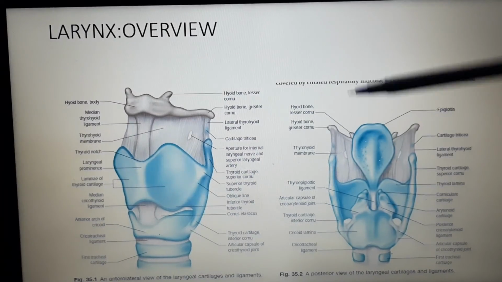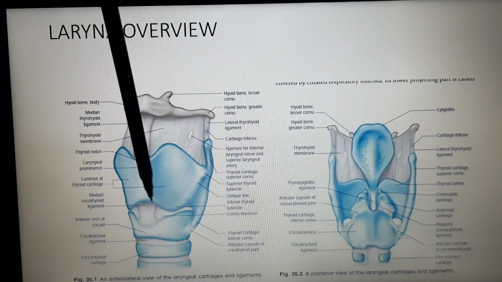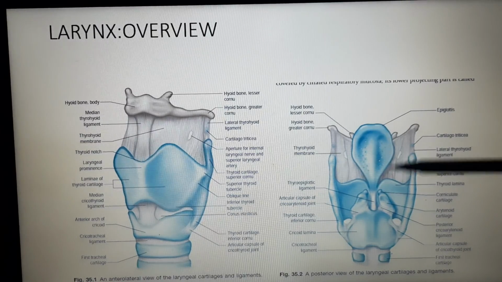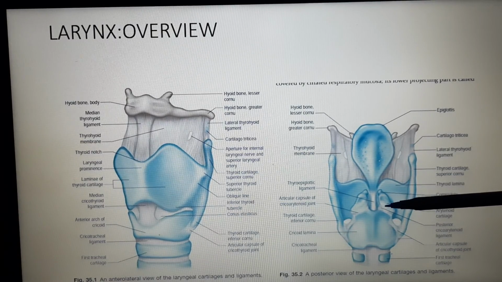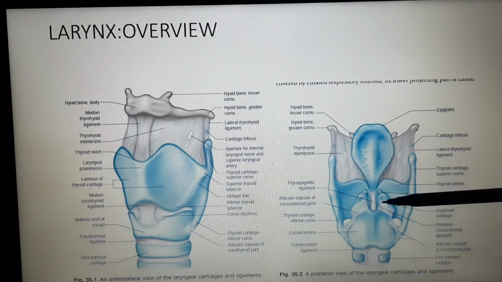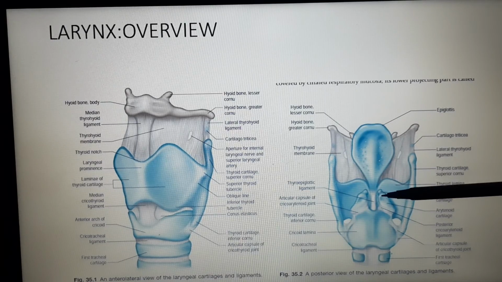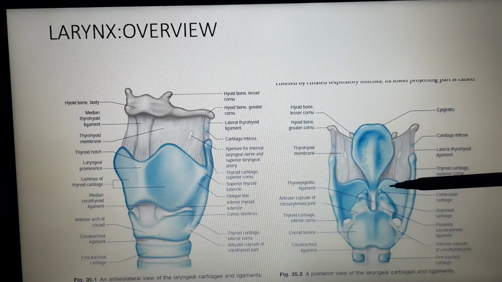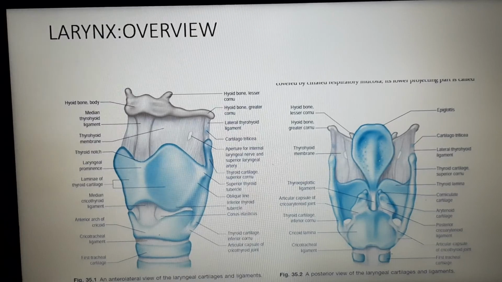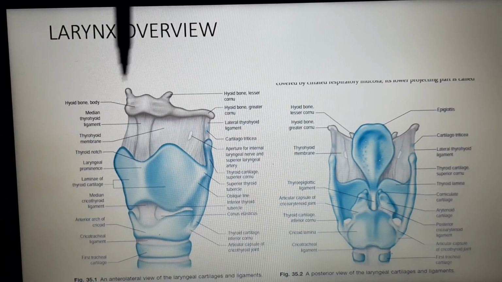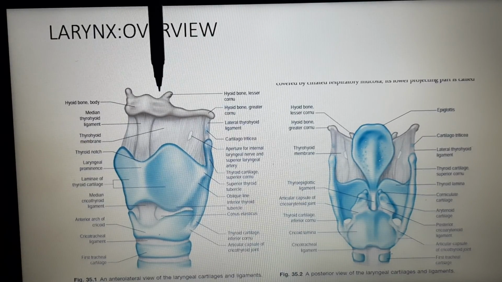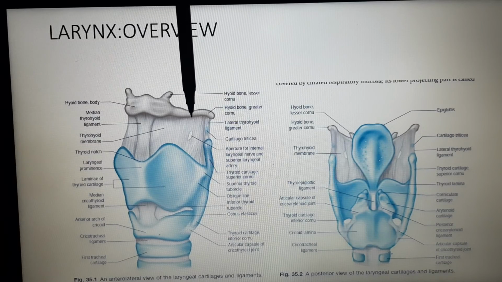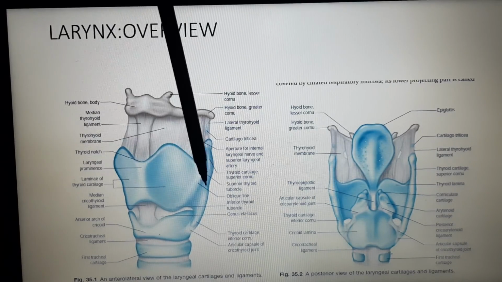Yes, the thyroid cartilage, cricoid cartilage, and lower half of the arytenoid cartilage are hyaline in nature, and the upper half of the arytenoid cartilage, corniculate, and cuneiform are elastic cartilages. Now you can see that there is also the hyoid bone here, and this is the lesser horn and greater horn of the hyoid bone.